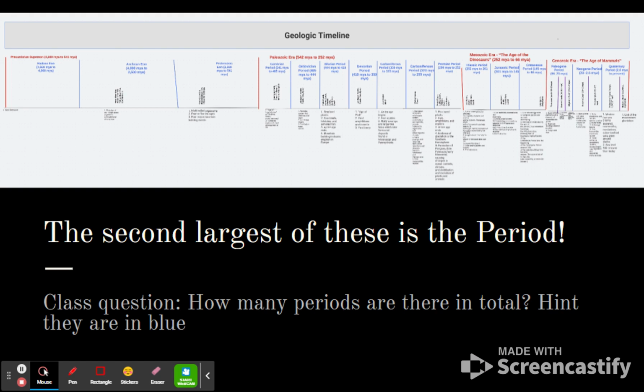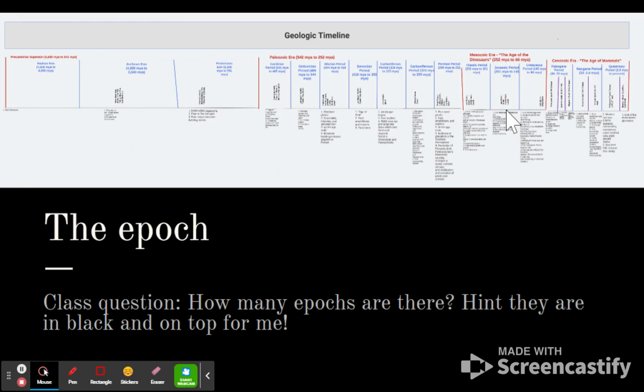The second largest measurement of time is the period. Class question: how many periods are there in total? Hint, mine are in blue if you're just counting it off of the screen. Jakari. About 16. Okay, you say 16? I thought I counted like 20. Okay, 16. 1, 2, 3, 4, 5, 6, 7. Or are you counting the red too? Not just the blue. 1, 2, 3, 4, 5, 6, 7, 8, 9, 10, 11, 12, 13, 14, 15, 16. You're right, 16. You guys all did great. I'm sorry, I had a wrong number in my mind. Okay, thank you for letting me know that.